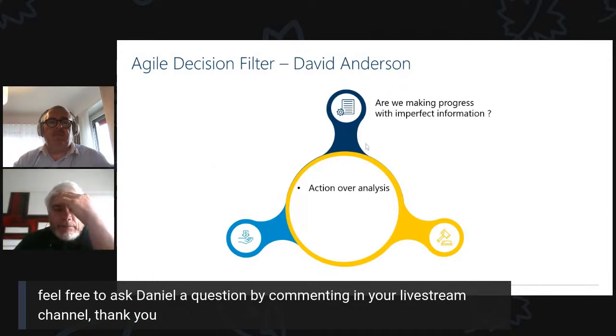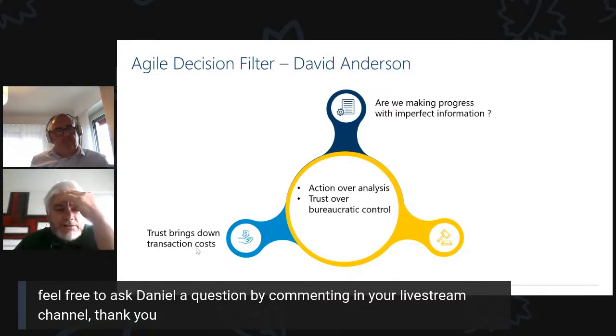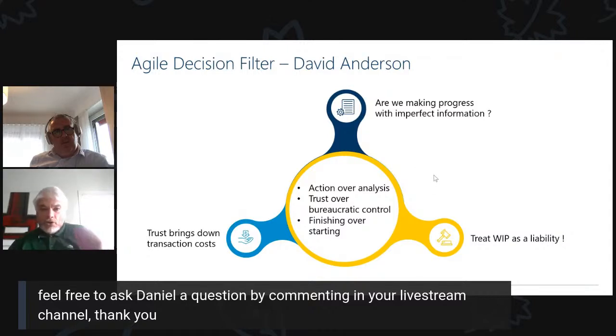David Anderson is asking the question, are we making progress with imperfect information? I mean, favoring action over analysis. He then says that trust brings down transaction costs. He favors trust over bureaucratic control. And last, treat WIP as a liability, finishing over starting, okay? So we have a nice message here: treat WIP as a liability.